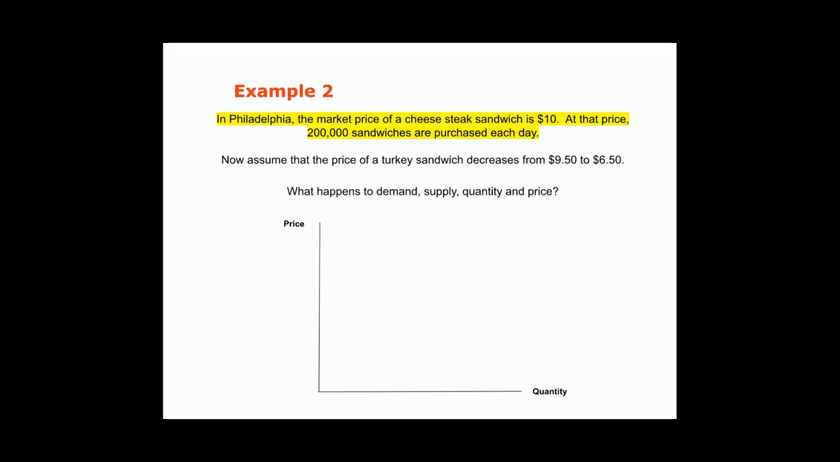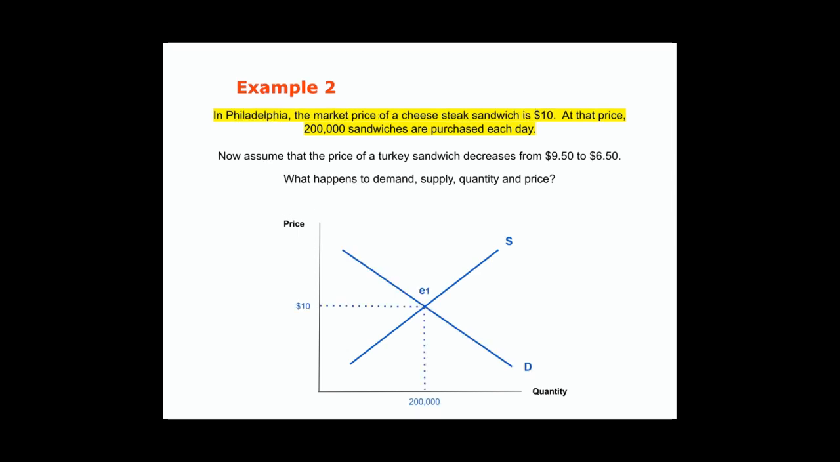again, we start off with our two-dimensional graph, upward sloping supply, downward sloping demand, put the facts in. $10 is the equilibrium price, the equilibrium quantity is 200,000 units, and then what happens? We have a substitute in the marketplace. A turkey sandwich decreases from $9.50 to $6.50.